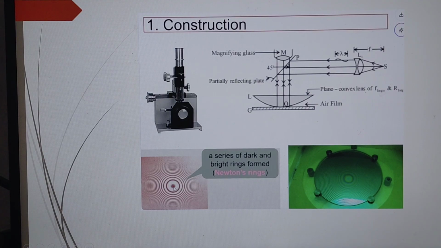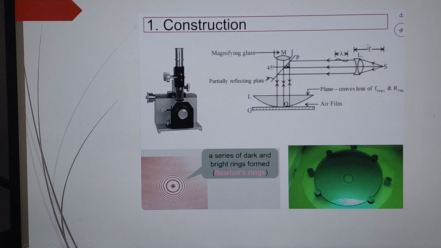Because of destructive interference, the center ring is dark. Here is the traveling microscope. By using the traveling microscope, we can adjust the position of the dark and bright fringes of Newton's rings, and find the diameter of the dark and bright fringes with the minima and maxima conditions.